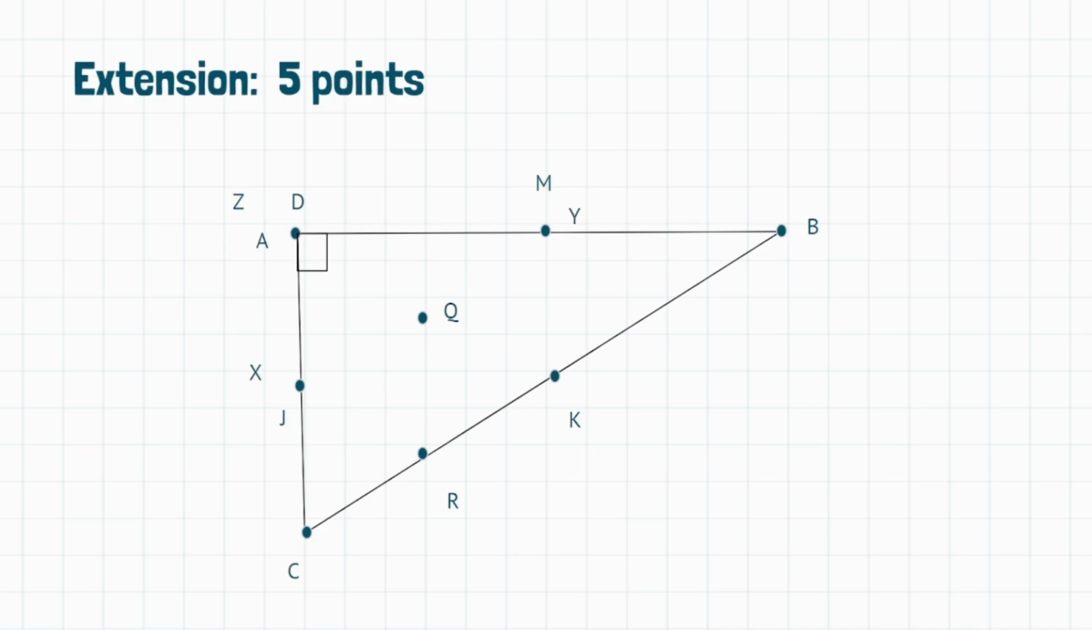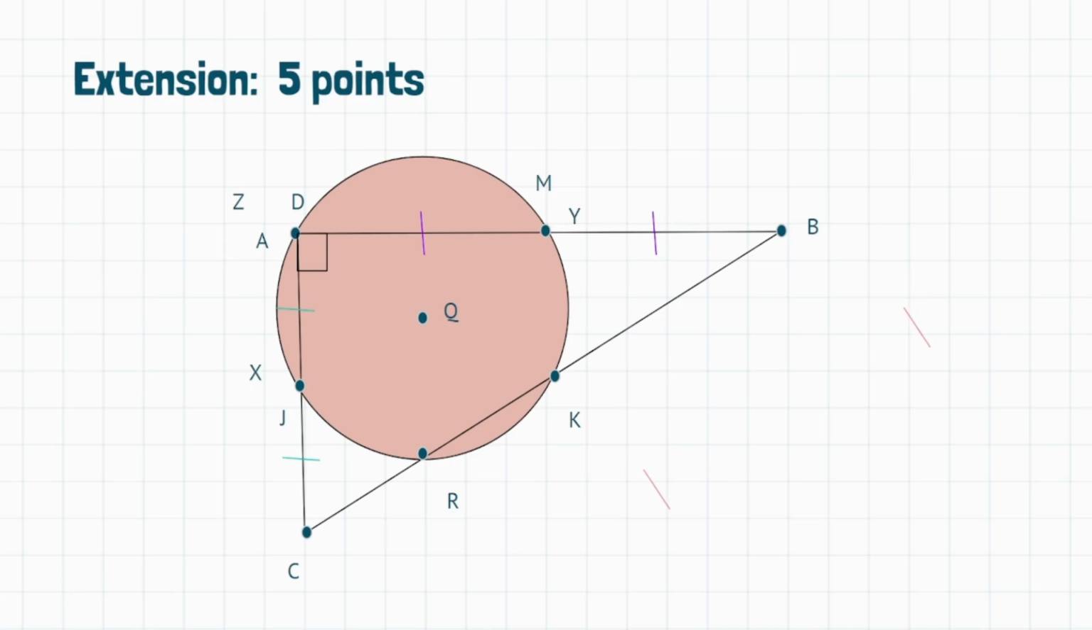Furthermore, a 9-point circle can be reduced to a 5-point circle. In a scalene right triangle, the 5 points included in the circle are the midpoint of each side, M equals Y, X equals J, and K. The vertex of the right angle A equals Z equals C, and the foot of the altitude to the hypotenuse R. However, 5 is not the minimum.